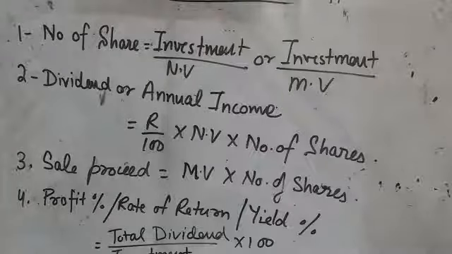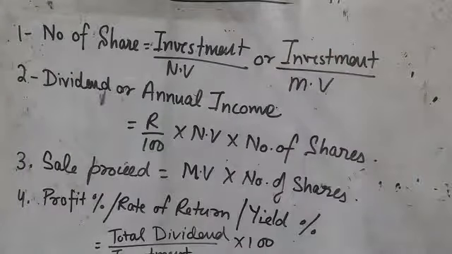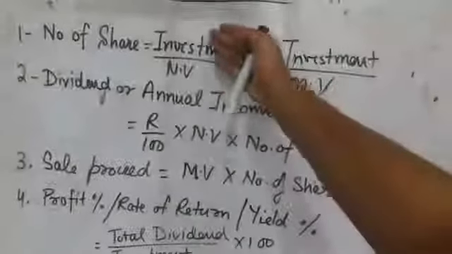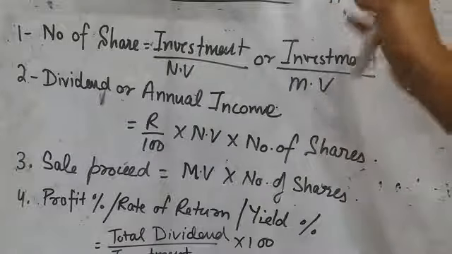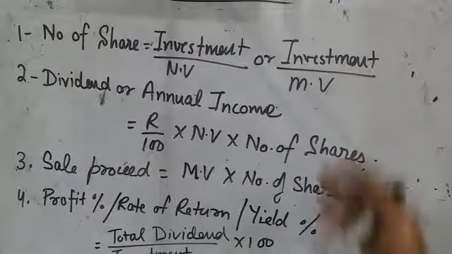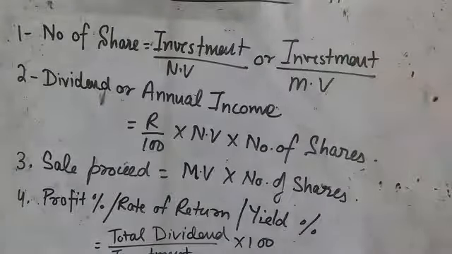Whenever in any question it is asked to find the market value, or it is given that this is the market value, that means it is sure that you have to apply this formula. Now, when neither the market value is asked nor given to you, then we have to apply this formula. It is sure that the market value will be given, because 3 marks or 4 marks questions will come, so definitely the market value will be given to you, so we have to apply this formula, investment upon market value.